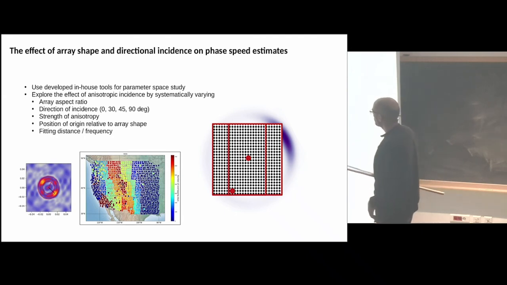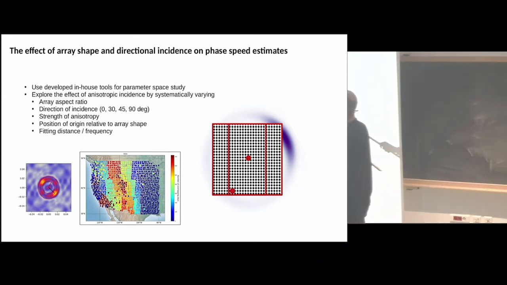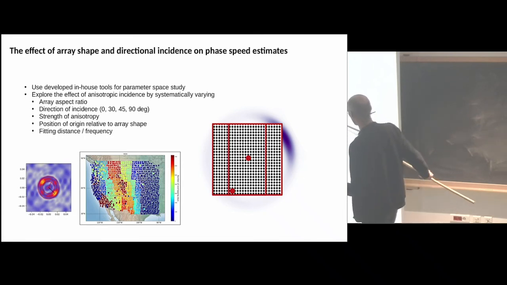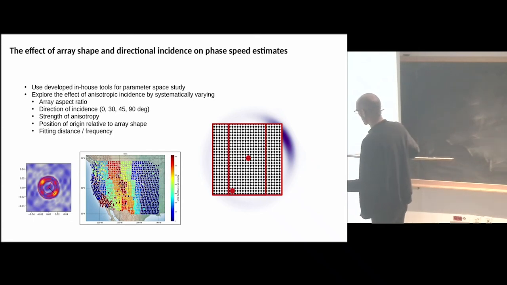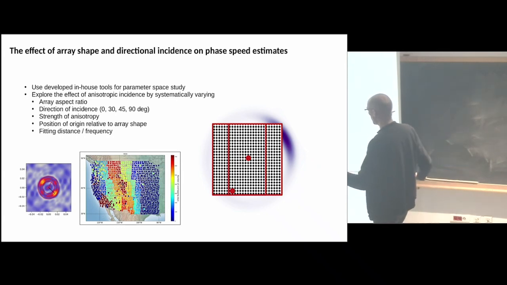Then we would like to explore the effect of the array shape and the directional incidence on phase speed estimates. So it's all good and well understood if the array is regular, if we take a reference at the center, and as I said, if we make a fit on the entire array data, even if the energy flux is strongly anisotropic, we get very small errors on the estimate.